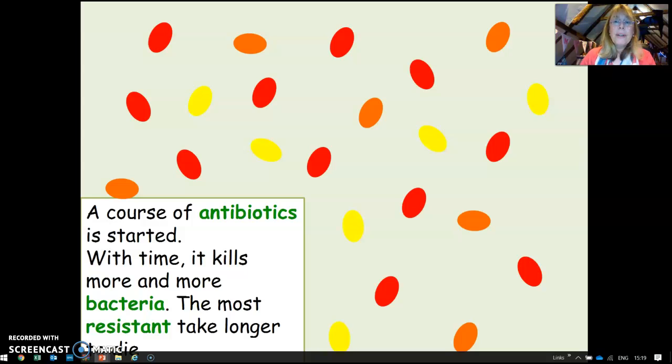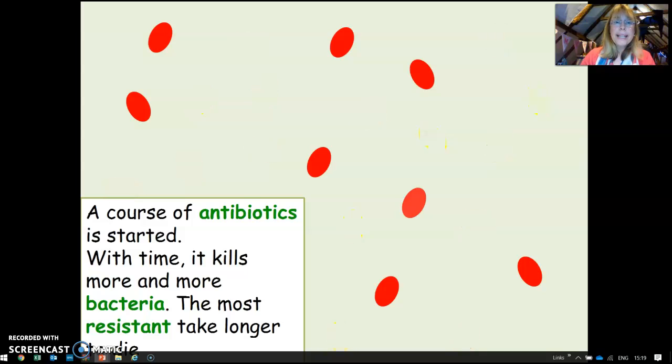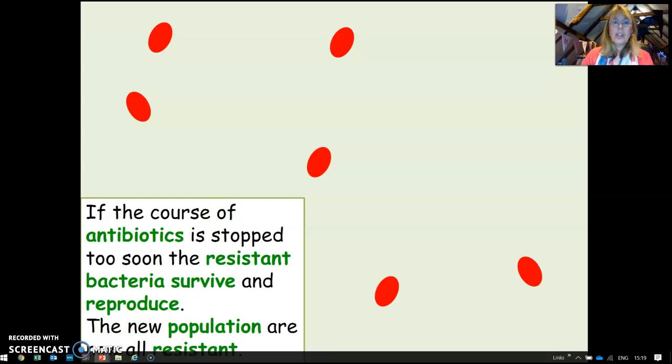Now, if you're given a course of antibiotics, with time, more and more bacteria are killed. And that's what we expect. But some bacteria don't die straight away. And if we don't follow our full course of the antibiotics, so if the doctor says take it for 7 days, and after 5 days you go, oh, I'm feeling better, I'm not going to worry about taking them anymore, and you stop taking, then these stronger, or what we call resistant bacteria, they start to reproduce and multiply.